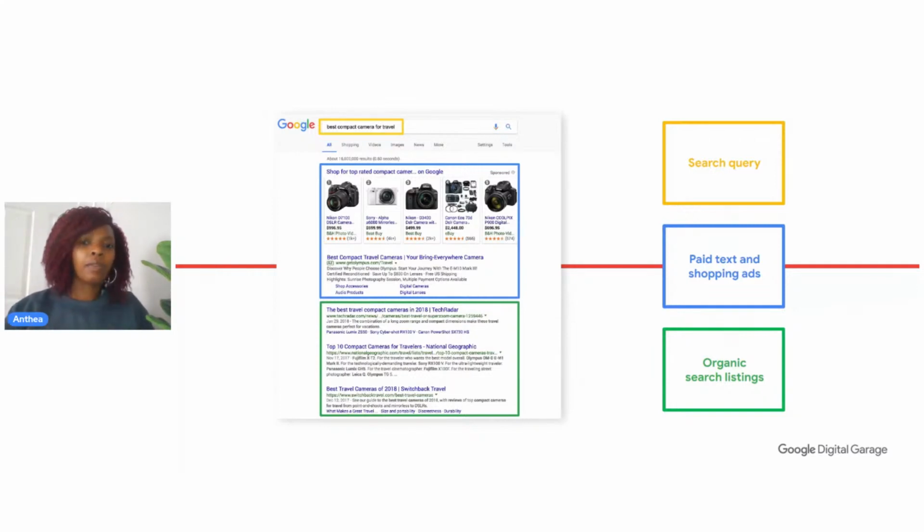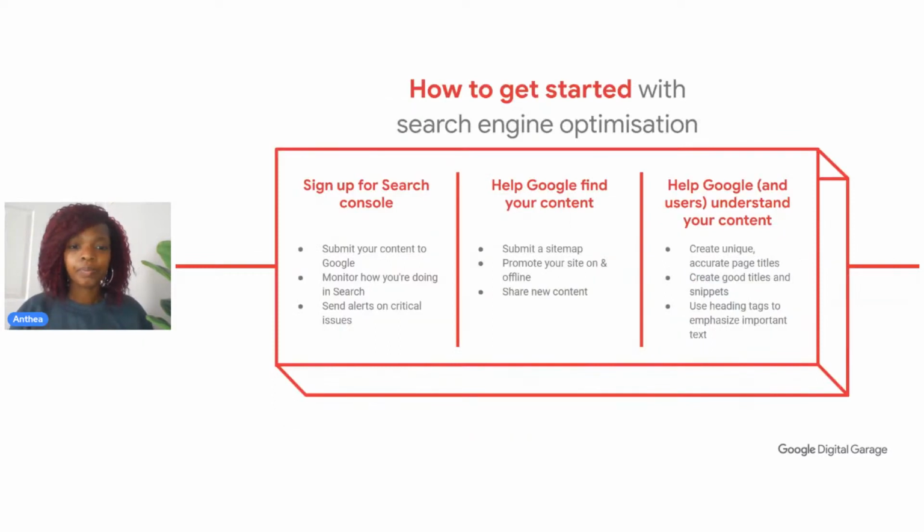So the aim for most people is to get to page 1. You could be on page 12, page 200. All of that is going to be based on how relevant your content is on the website in relation to the search query. So how do you get started with search engine optimization?